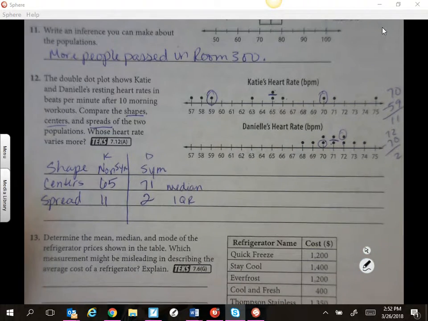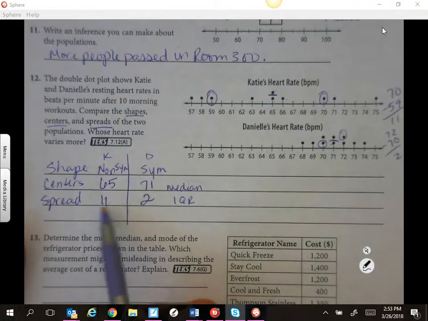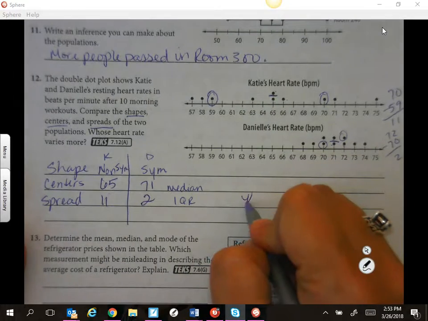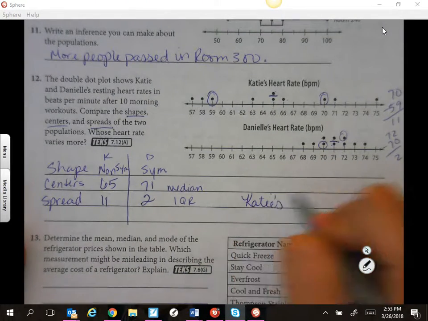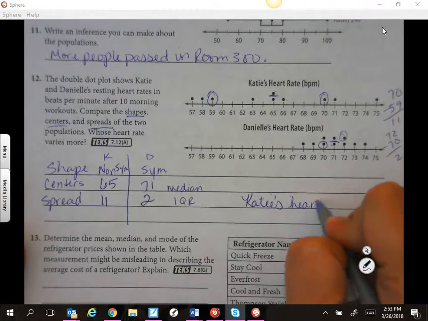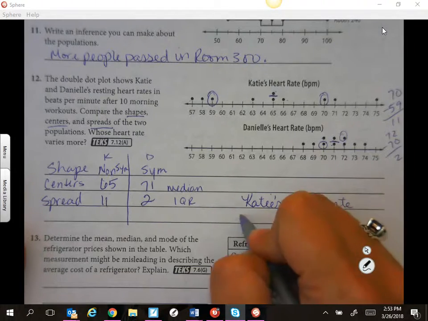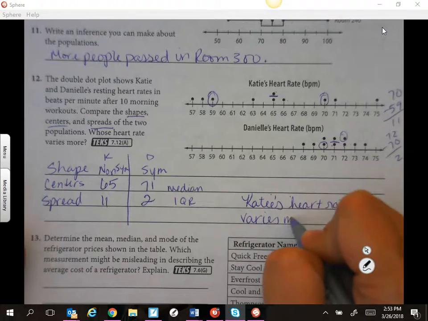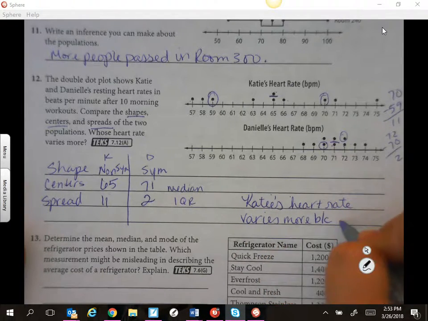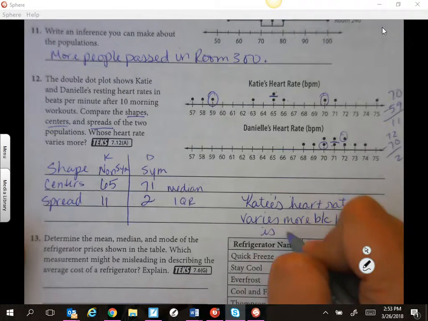So the question was, whose heart rate varies more? Well, you're looking at the IQR for that, so we can say Katie. Katie's heart rate varies more because our IQR is greater.